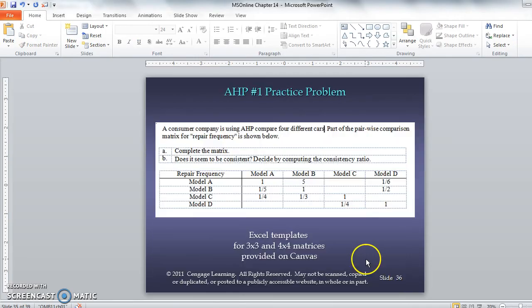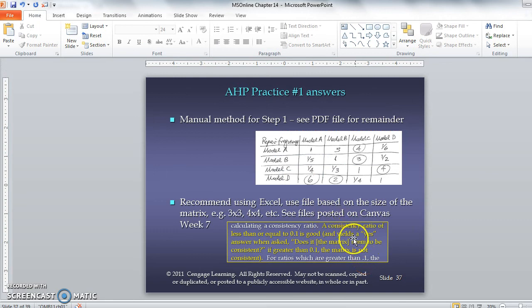So answer yourself the question: if a CR is less than or equal to 0.1, it yields a yes answer, that it seems to be consistent. In this case, 1.17 is certainly much greater than 0.1. No question about that, it's not even close. Therefore, we say in this case that the matrix is not consistent.